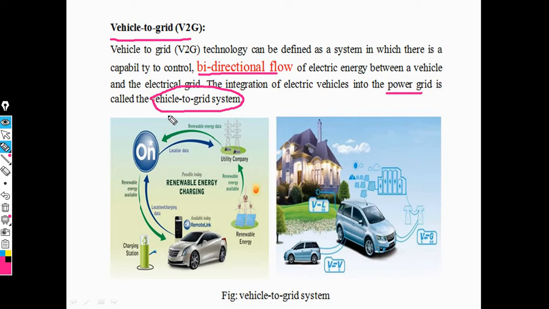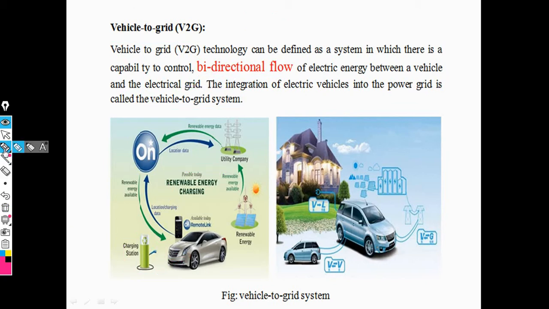Now, in this V2G concept, we have to use renewable energy sources. Then we need a charging station, and this charging station is used to charge the vehicle and discharge the vehicle. This whole concept is known as the vehicle to grid system.